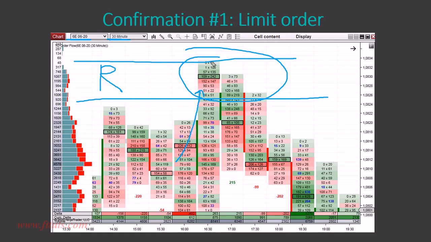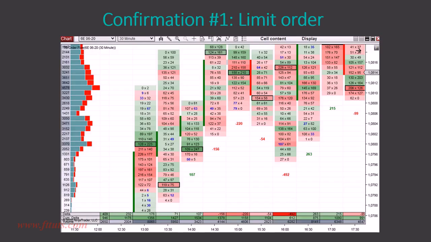So you are only looking at the ask side, this side of the footprint. You want to see a big number appear in here. All right, here it is, 242, unusually big number, right at your resistance. So as soon as it appears, you enter your short.